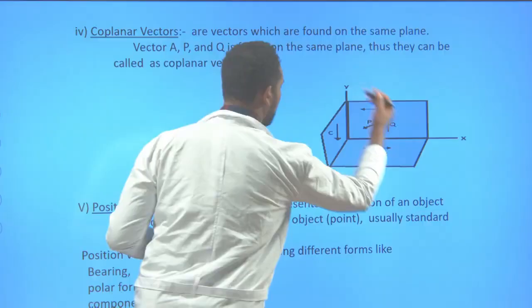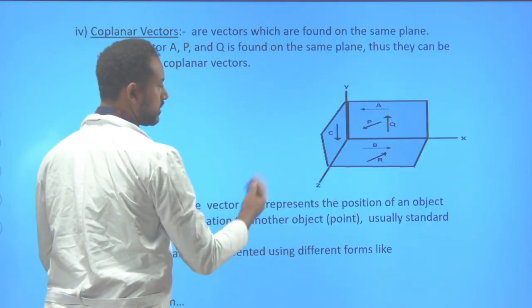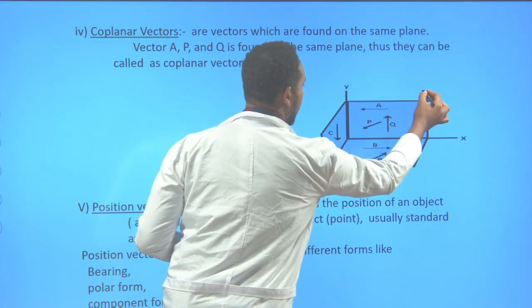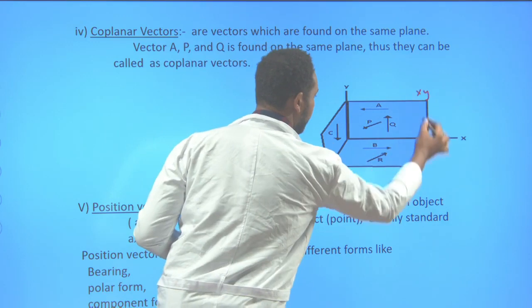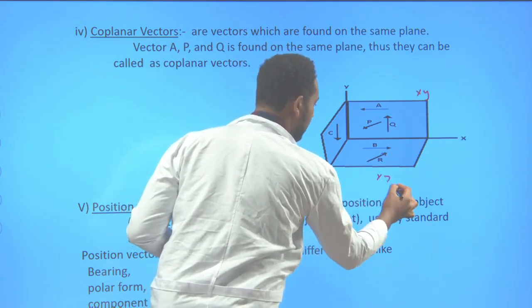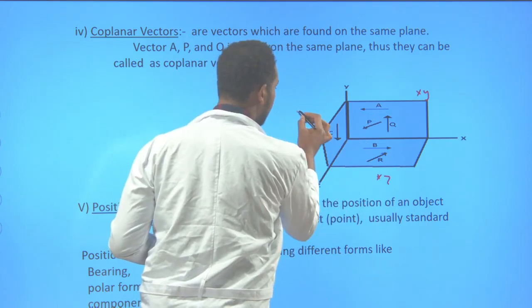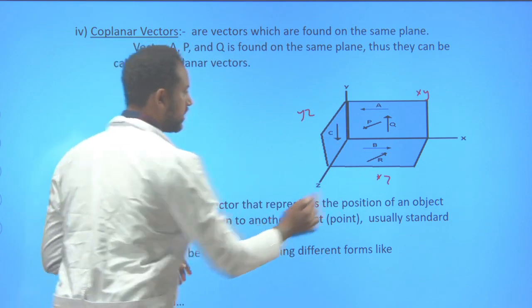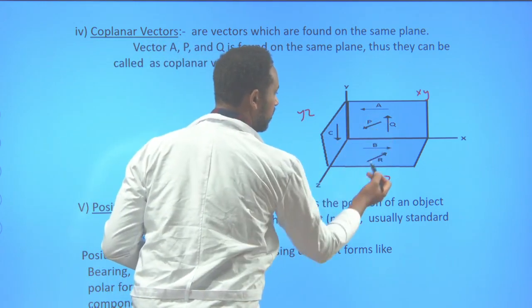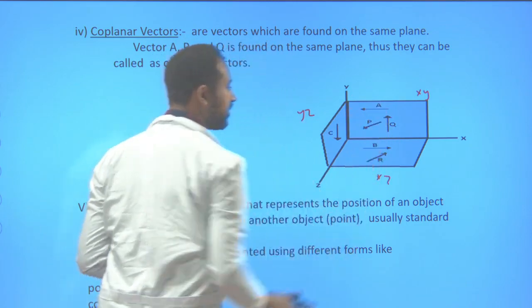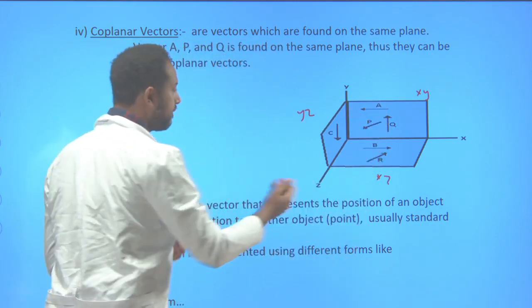Here we have an x, y, z Cartesian coordinate system. On this Cartesian coordinate system, you might have a plane, the x, y plane. Here we have the x, y plane, at the bottom we have the x, z plane, and on this side we have the y, z plane. On each plane we have different vectors. Here you have vectors A, P, Q. All those vectors are found on the xy plane. So those three vectors are said to be coplanar vectors.